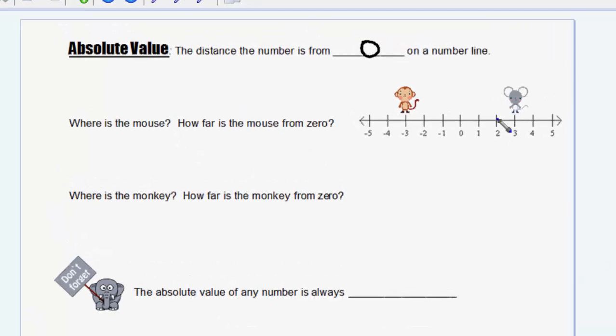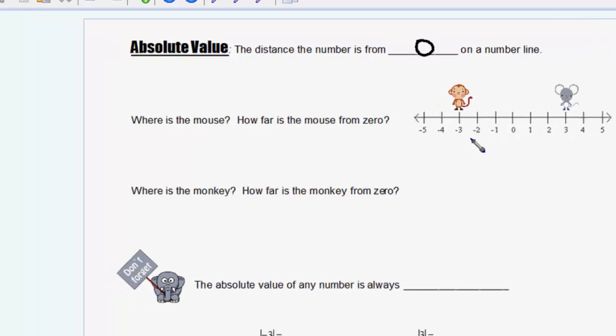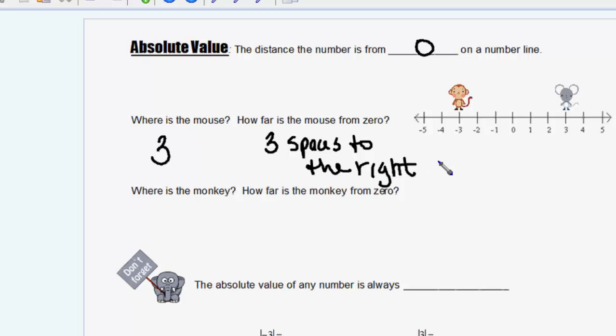So I have a monkey and a mouse, and the first question asks, where is the mouse? So I see my mouse is right here, and it's standing on the coordinate of 3. And then it asks, how far is the mouse from 0? So if I was giving directions about where this mouse is, what would you say? Well, let's see. It's 1, 2, 3 spots from 0. So 3, and to what direction? It's 3 spaces to the right of 0. That's how I would describe where the mouse is.